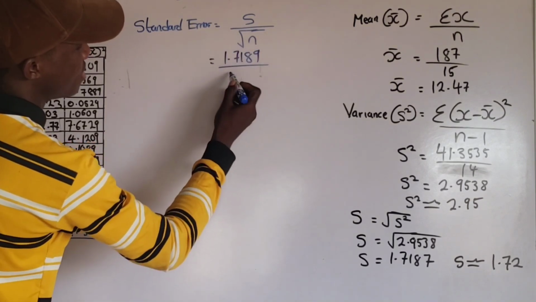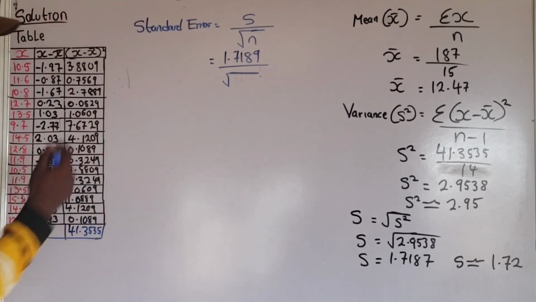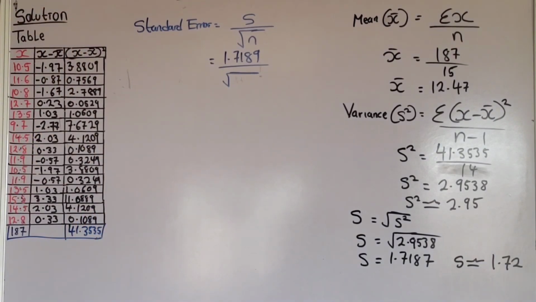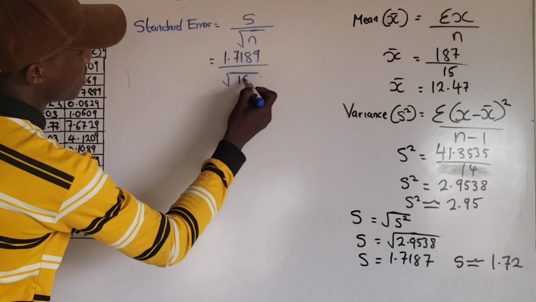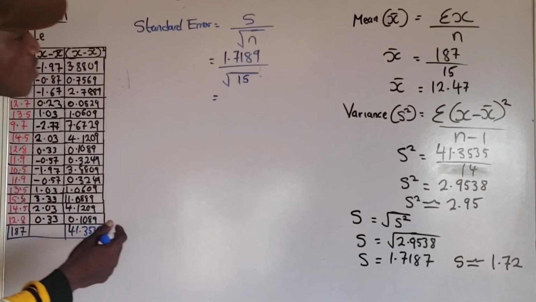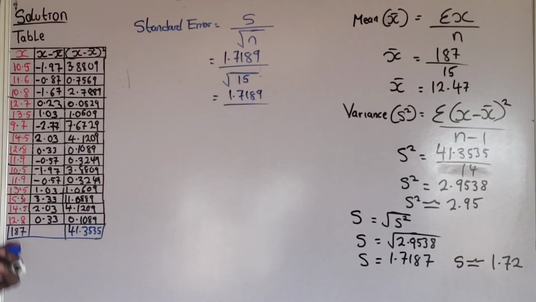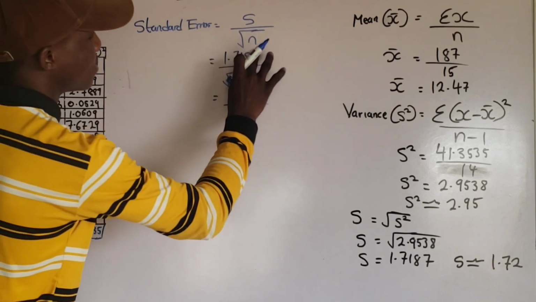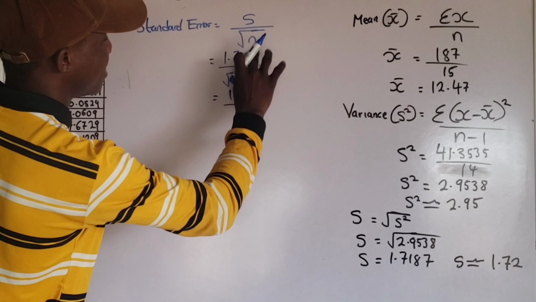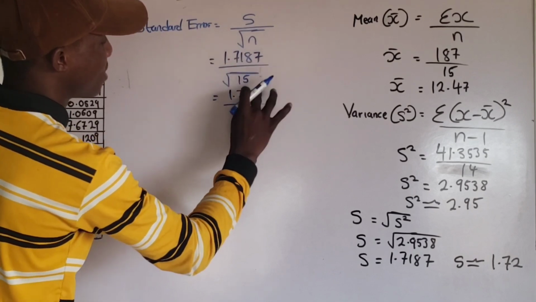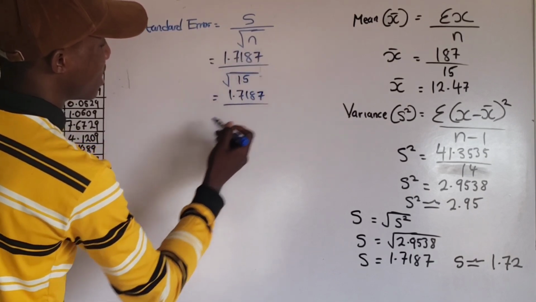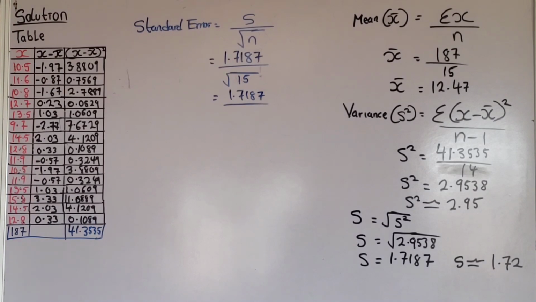Now the total number of samples that we have is 15. So I'm going to have 1.7187 all over the square root of 15. Sorry, the standard deviation is not 1.7189, it's 1.7187. Okay? So now let's take the square root of 15.